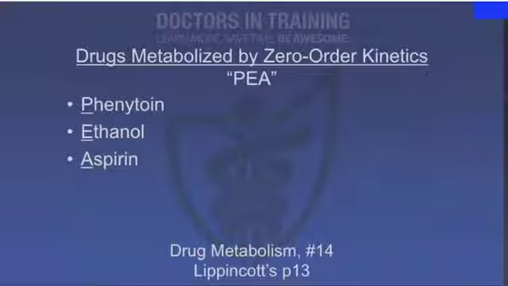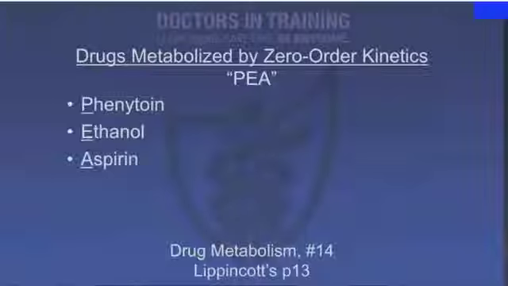And you can remember it that a P is round. It's like a zero. So that's zero-order kinetics. So the three drugs that are notably metabolized using zero-order kinetics are phenytoin, ethanol, and aspirin.